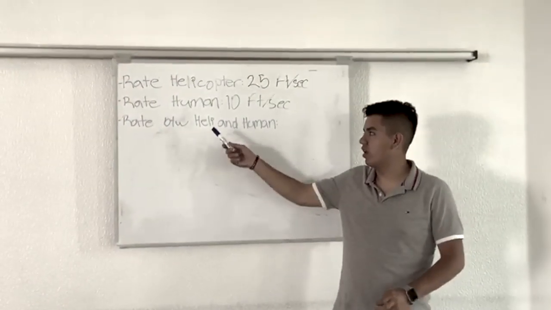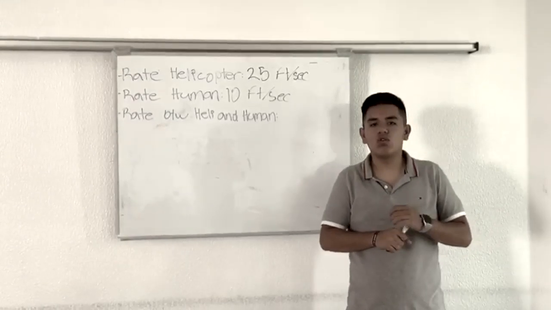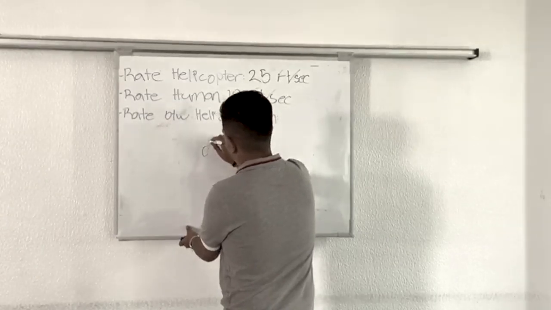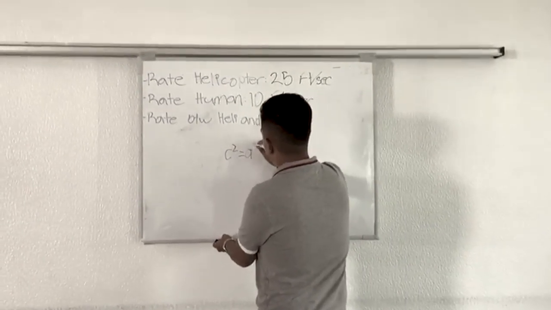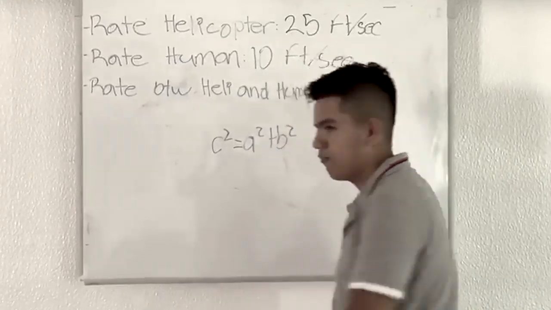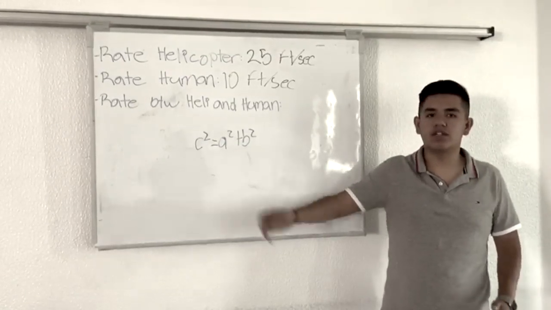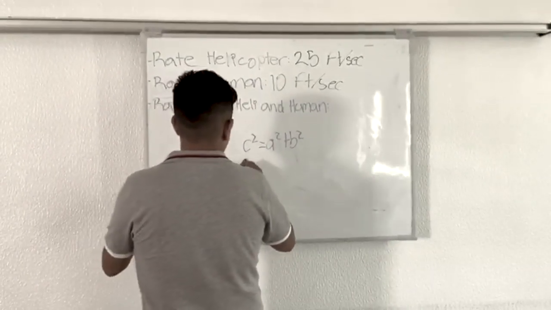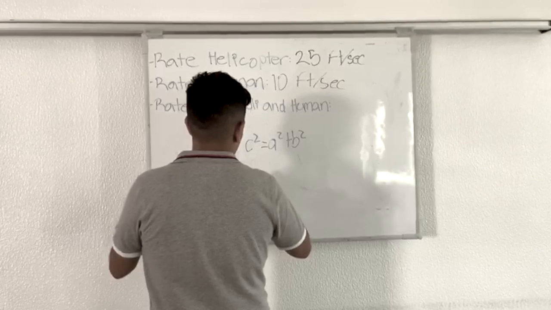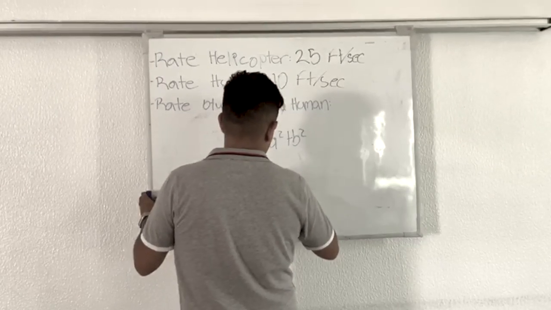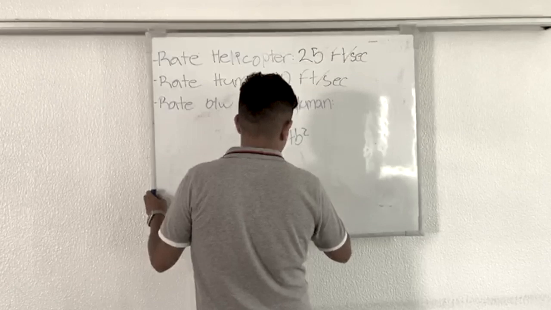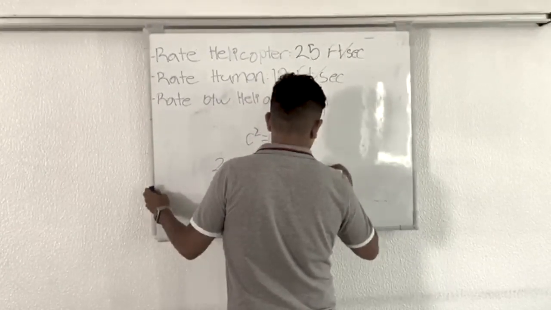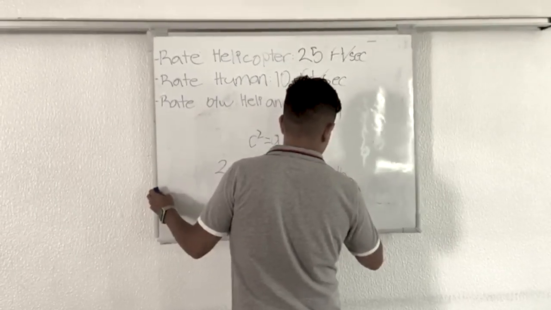To find the rate between the helicopter and the human, we need to use the formula of Pythagoras, which is c squared equals a squared plus b squared. We need to derive the formula over time, which is 2c times dc over dt equals 2a times da over dt plus 2b times db over dt.